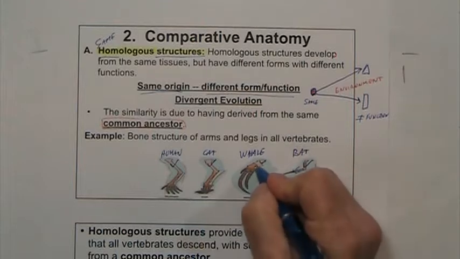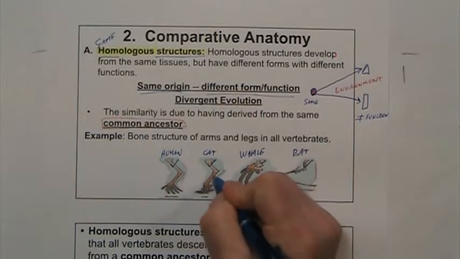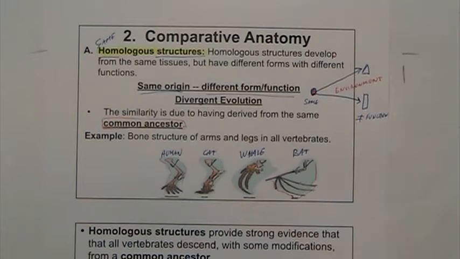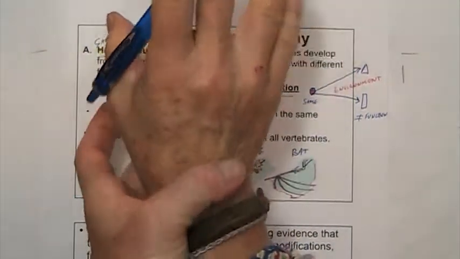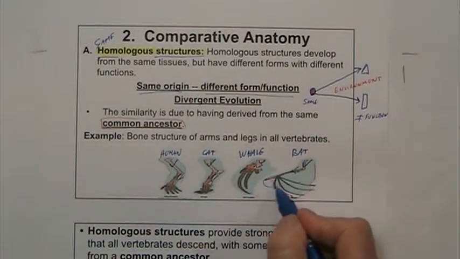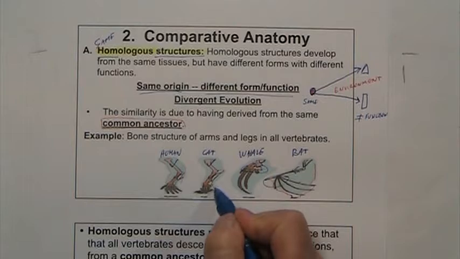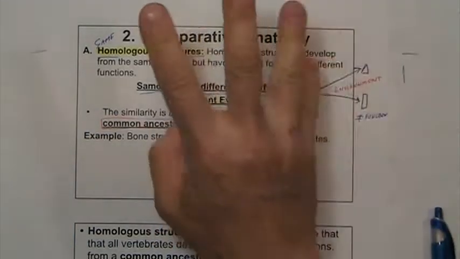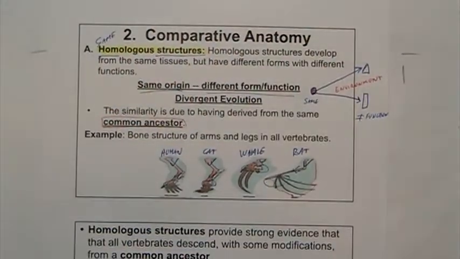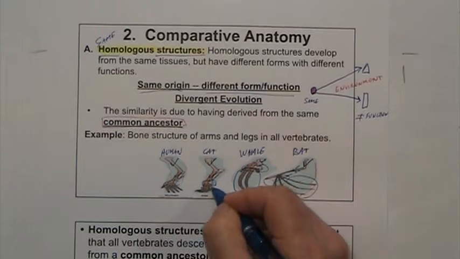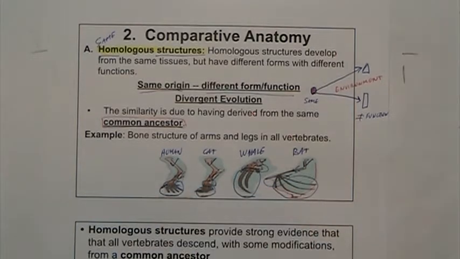And you have it there, you have it there, you have it there, and you have it there. Then you have the carpals, which are all the bones crowded right there. And then you have all the finger bones that are here. So notice, exactly the same bones in the same places.